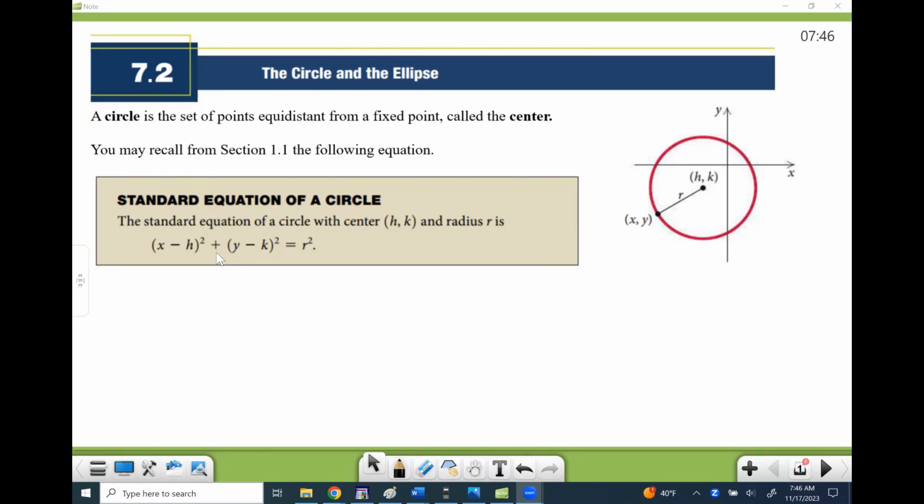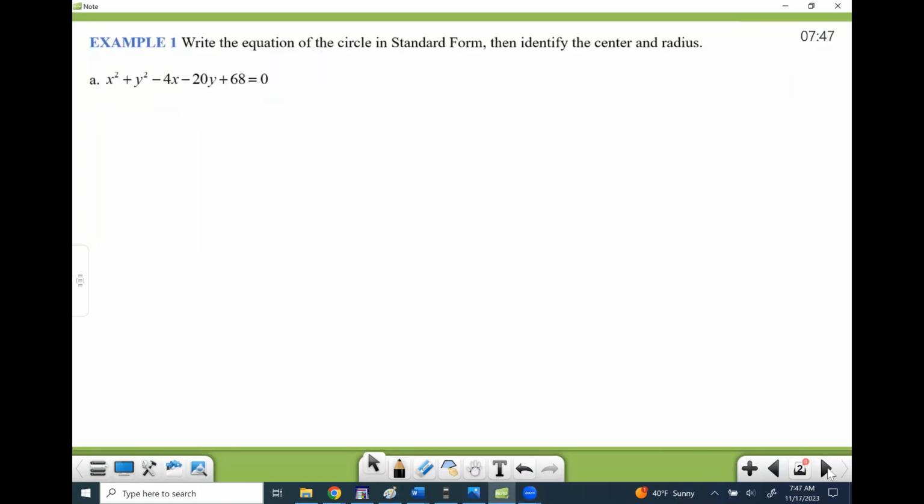As far as the circle is concerned, we already derived this formula from this picture, and we've already used it to find the center and the radius, or given the center and the radius, write this equation. But what we're going to learn in this section is how do I get it into this form? Because quite often the circle isn't given to us in its standard form. All right, so let's take a look at that.